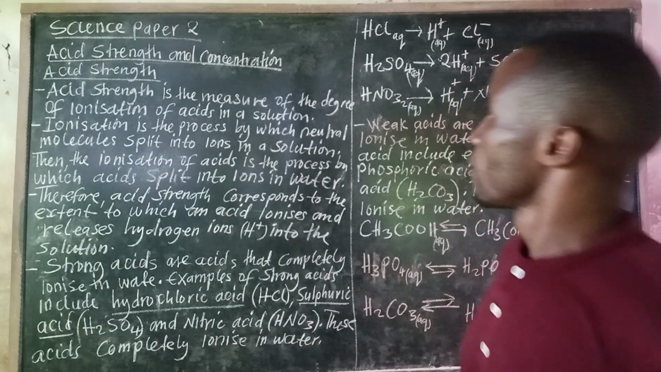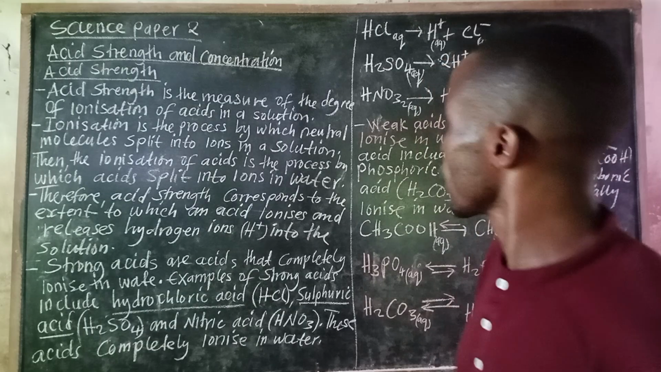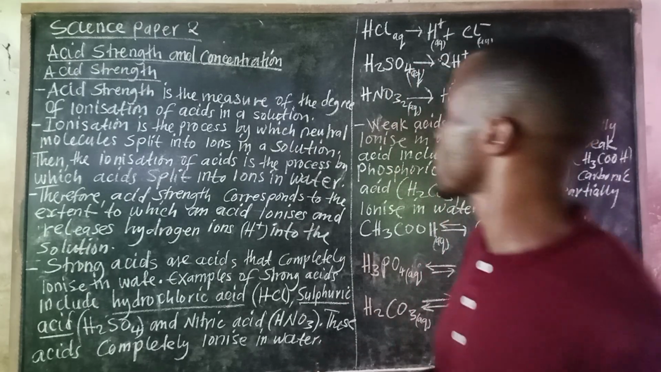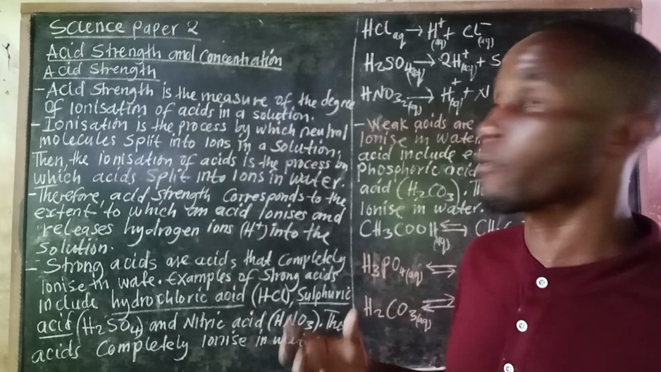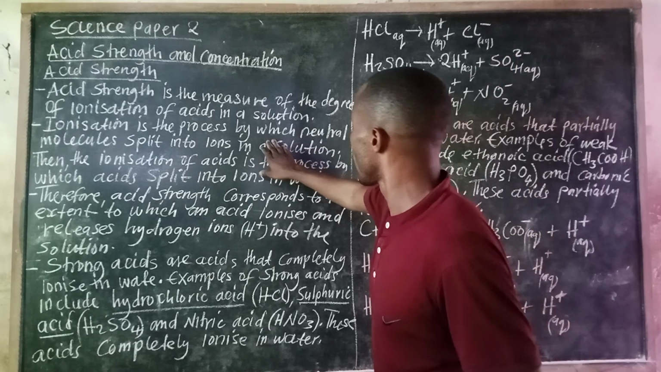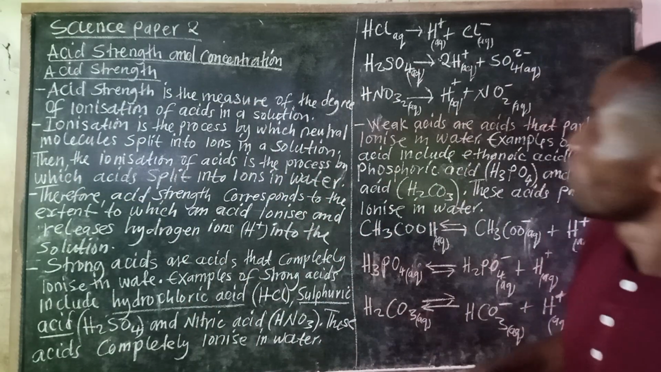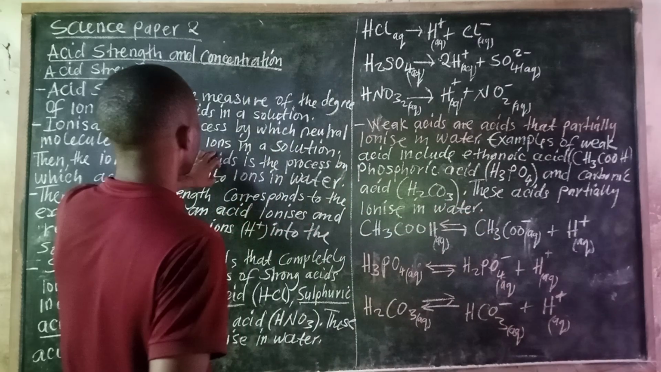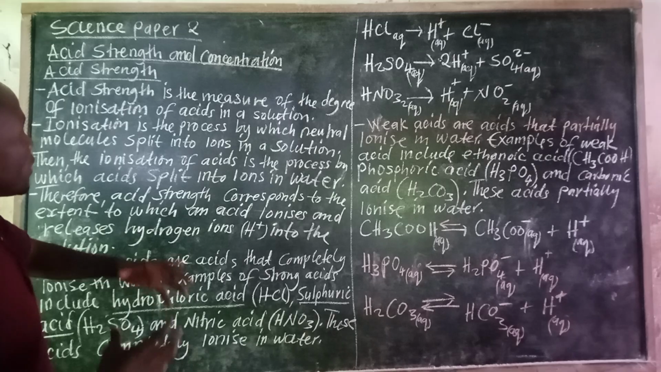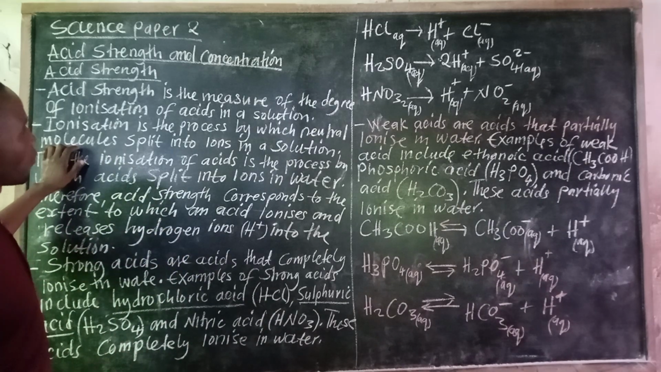Okay. So the first point there, we are saying acid strength is the measure of the degree of ionization of acids in a solution. That is the strength. Okay. So ionization is the process by which neutral molecules split into two ions or into ions in a solution. That is ionization.